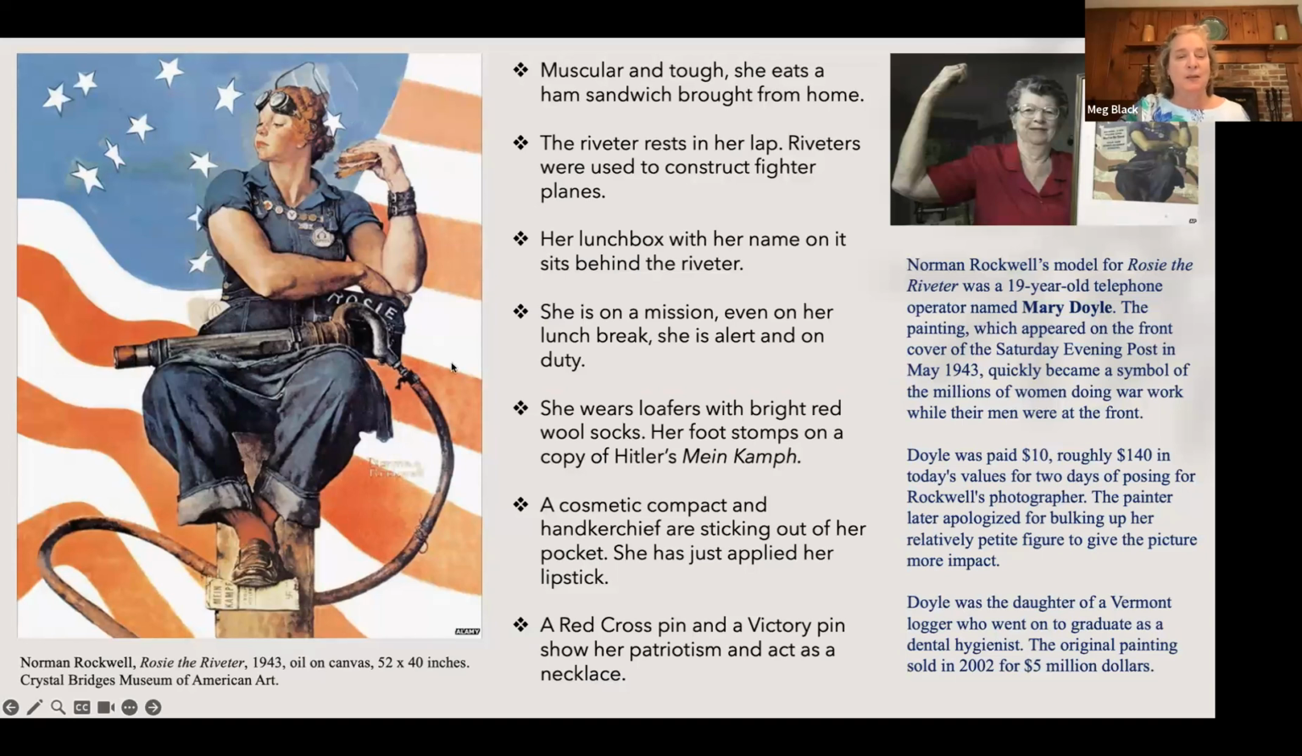Her lunchbox, yeah, there's her name on it. And she is on a mission. Even on her lunch break, she's alert and on duty. I mean, look at that attitude she's got, right? And she's even got the safety glasses, but they almost look like pilot glasses, don't they? She wears loafers and bright red socks. So this would have been the daring part of her outfit, to have these bright red socks, and her foot stomps on a copy of Hitler's Mein Kampf. And Mein Kampf was his propaganda book about why he thought he was superior to other people.